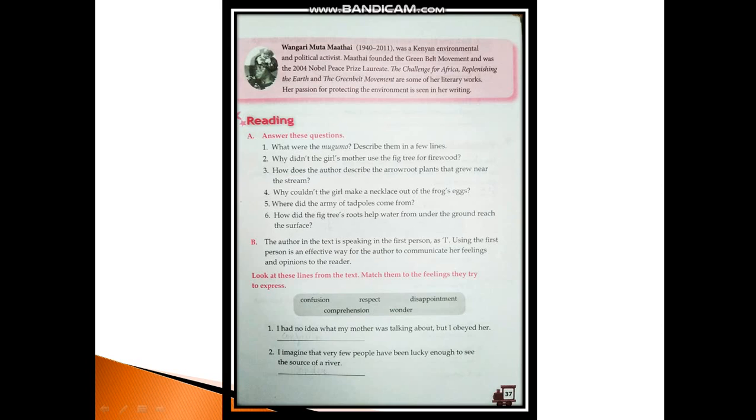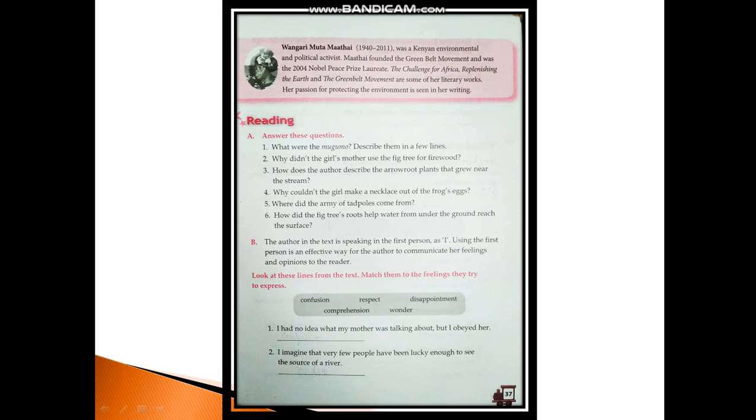Okay, so these were the question answers. The B part is, the author in the text is speaking in the first person, as I. Using the first person is an effective way for the author to communicate her feelings and opinions to the reader. Now look at these lines from the text, match them to the feelings they try to express. In the box below, there are some feelings mentioned here like confusion, respect, disappointment, comprehension and wonder. Now you have to match them with the lines from the text given below.